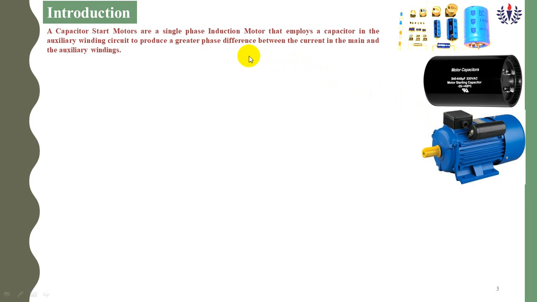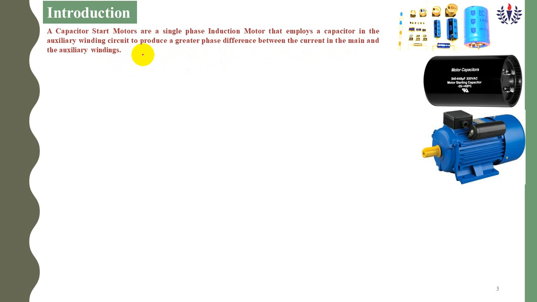What is meant by capacitor start motor? A capacitor start motor is a single phase induction motor that employs a capacitor in the auxiliary winding. What is meant by auxiliary winding? Can anyone tell me another name of auxiliary winding? Starting winding. Good. The other name of auxiliary winding is starting winding, which produces a greater phase difference between the current in the main and auxiliary winding.